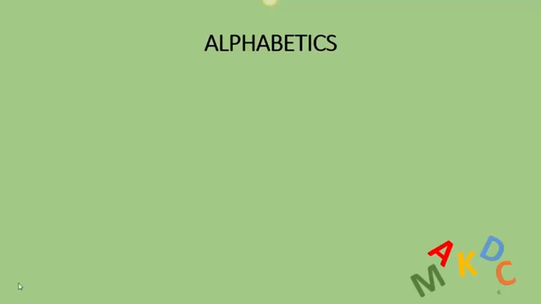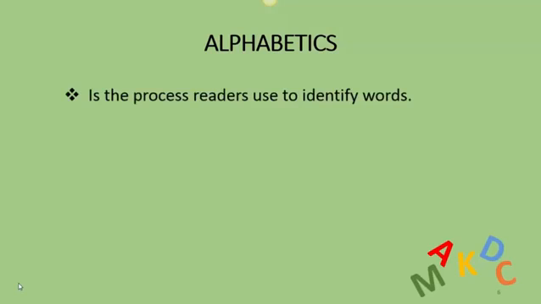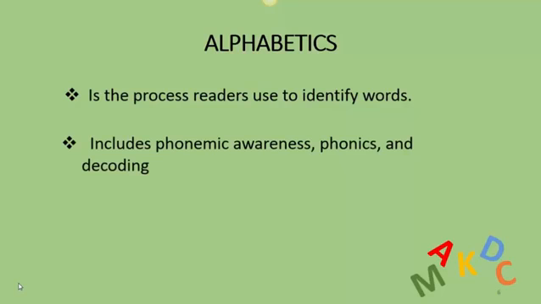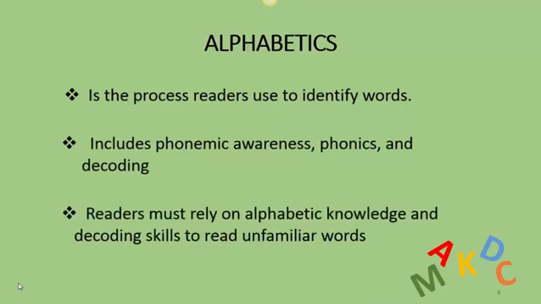Now we're talking about alphabetics, one of the components of reading. This is the process readers use to identify words, and it includes phonemic awareness, phonics, and decoding. Readers must rely on this alphabetic knowledge and decoding skills to read unfamiliar and new words.